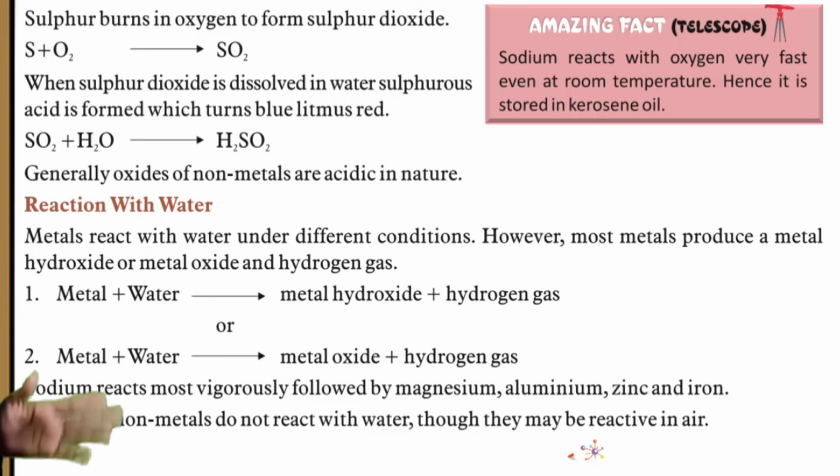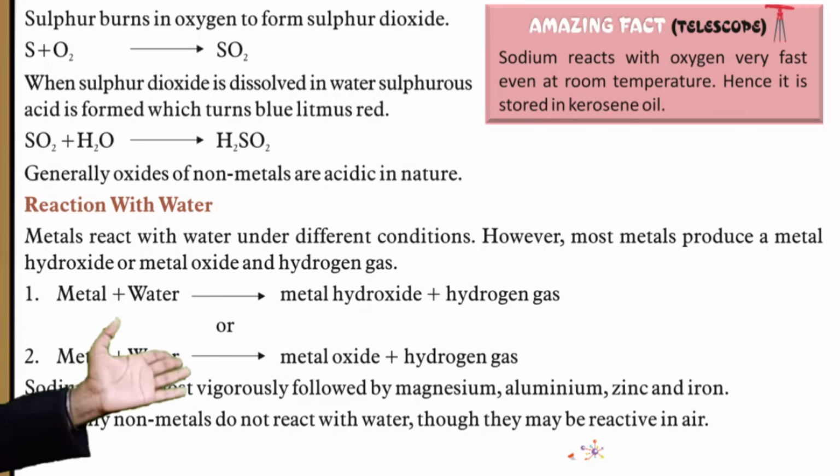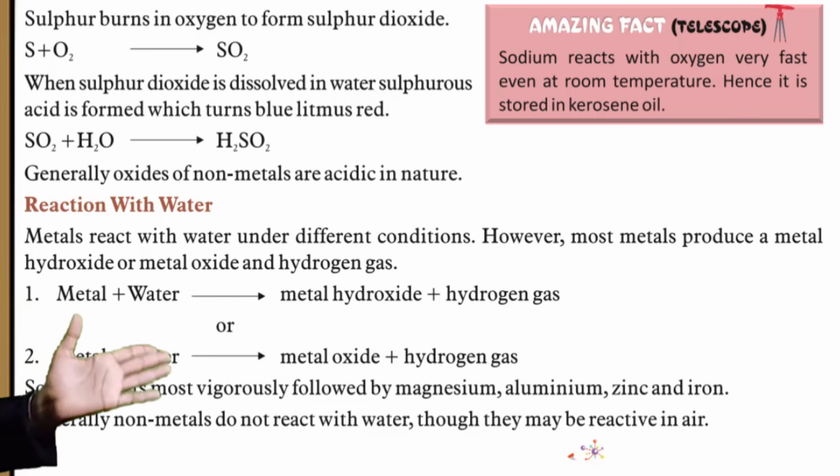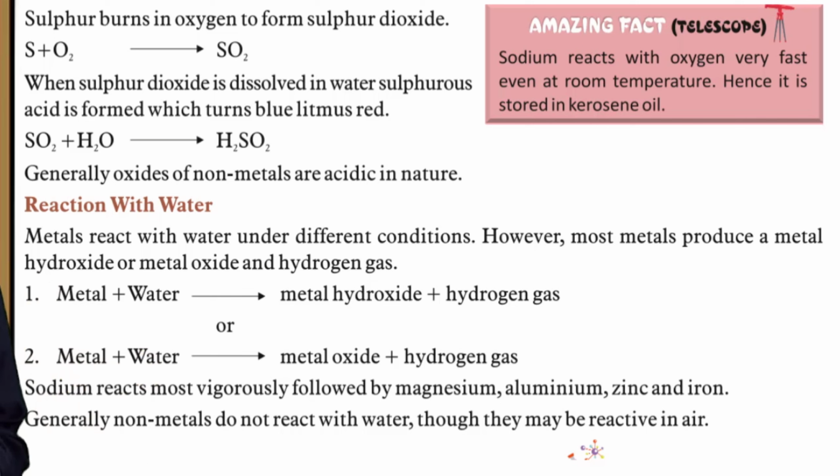Now let's see reaction with water. Metals react with water under different conditions. However, most metals produce a metal hydroxide or metal oxide and hydrogen gas. Here you can see when metal reacts with water, it will produce metal hydroxide and hydrogen gas. After that, when metal reacts with water, you can say that it will produce metal oxide plus hydrogen gas.